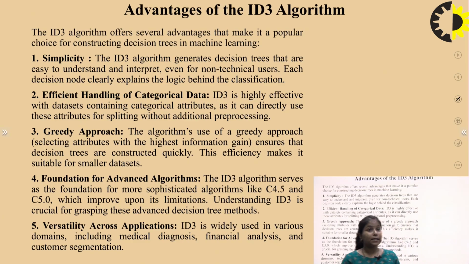Now the advantages of ID3. The ID3 algorithm handles categorical data efficiently. ID3 effectively handles categorical attributes, and it can directly use these attributes for splitting without additional pre-processing. ID3 also uses a greedy approach and ensures decision trees are constructed quickly and efficiently, which makes it suitable for smaller data sets. Simplicity: the ID3 algorithm generates decision trees that are easy to understand and interpret.